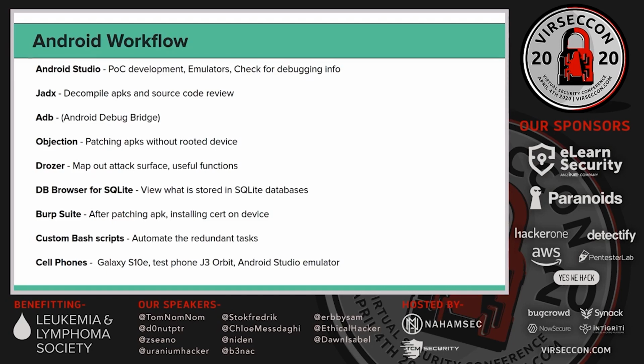I have custom bash scripts to automate redundant tasks like pulling the APKs off of my cell phone to my PC. The cell phones I use are my personal Galaxy S10e, a J3 Orbit, and an Android Studio emulator. If you need a cheap test phone, I would recommend a J3 Orbit, which is like $50 on Amazon. You can get a test phone for Android apps.